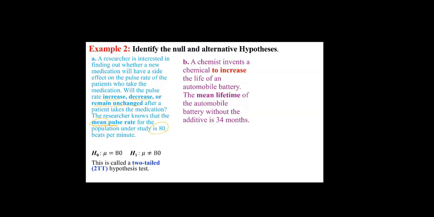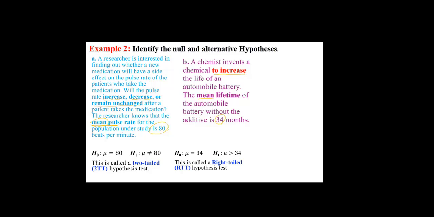A chemist invents a chemical to increase the life of an automobile battery. The mean lifetime of the automobile battery without the additive is 34 months. Now, again, we're looking at the mean, so mu. What is the mean or mu equal to? 34 months. So H0, mu is 34. Going back, rereading the question, a chemist invents a chemical to do what? Increase. That means greater than 34. It's a right tail test. So you read and reread the question, making sure you use the proper notation. It is about the mean, so you use mu.